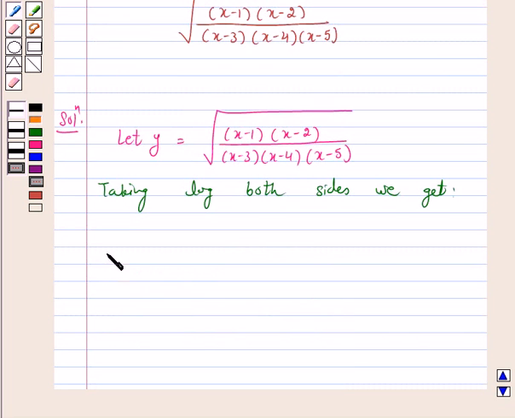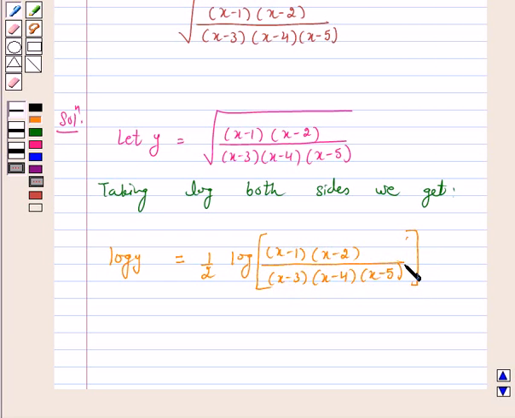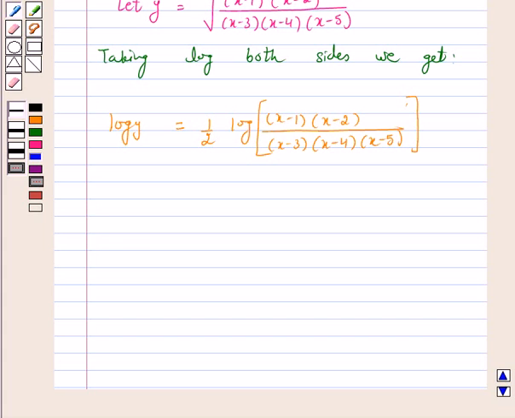log y is equal to 1 by 2 log of (x minus 1)(x minus 2) upon (x minus 3)(x minus 4)(x minus 5). So this is equal to log y is equal to 1 by 2. Now log m over n is log m minus log n.